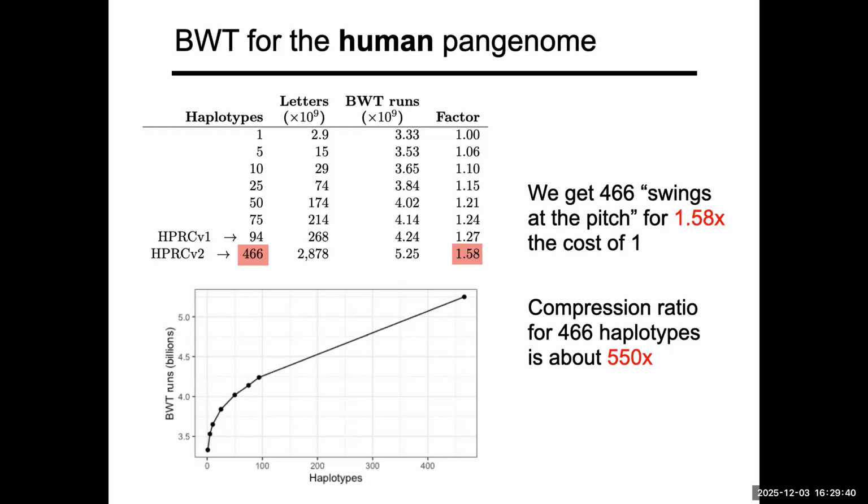swing at the pitch. Okay, so at least in theory, just looking at what it does compression-wise, the Burroughs-Wheeler transform gives us access to huge numbers, the ability to index huge numbers of human genomes, and we're not even paying that much more than we would have paid to index just one of them, which of course is what we've been doing for all these years. So the cost of admission is not high for getting the Burroughs-Wheeler transform into pan-genomes.